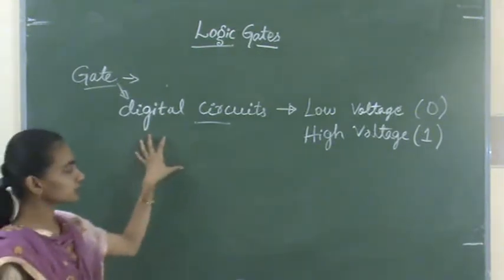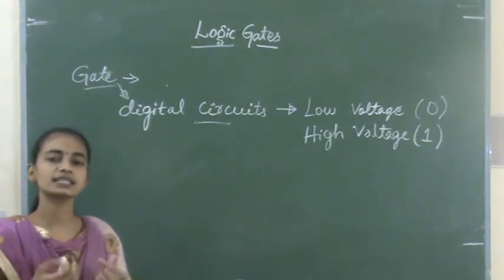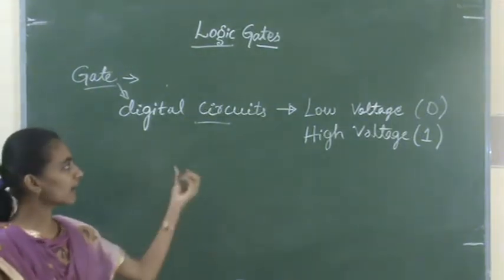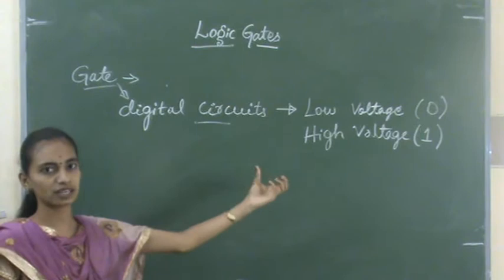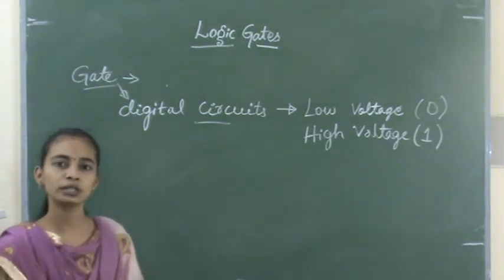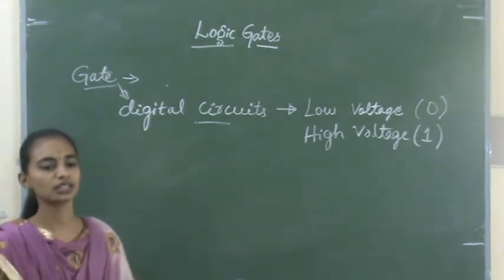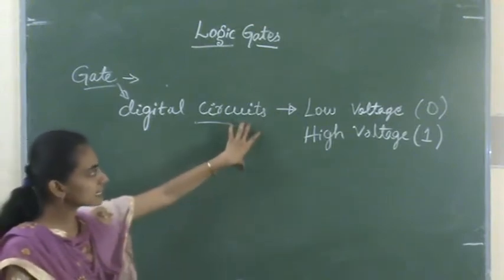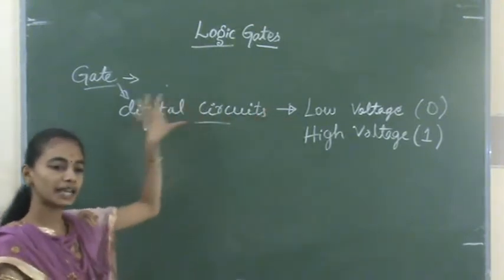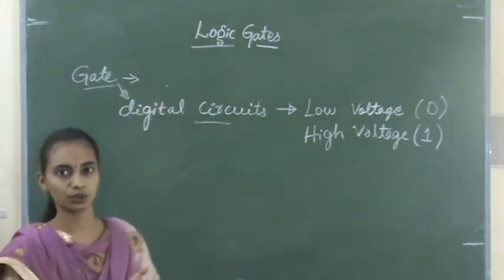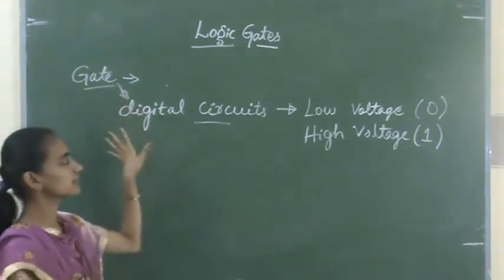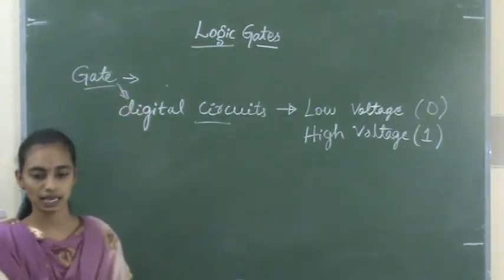In all the circuits we use, we have a supply, that is voltage, right? It may be either high voltage or low voltage. Those are the gates we apply to design a circuit. So that's why we call these gates digital circuits.